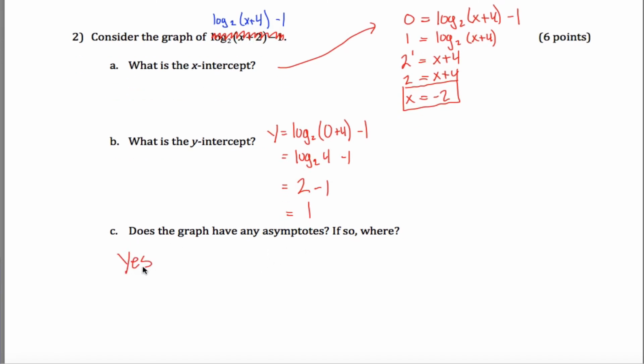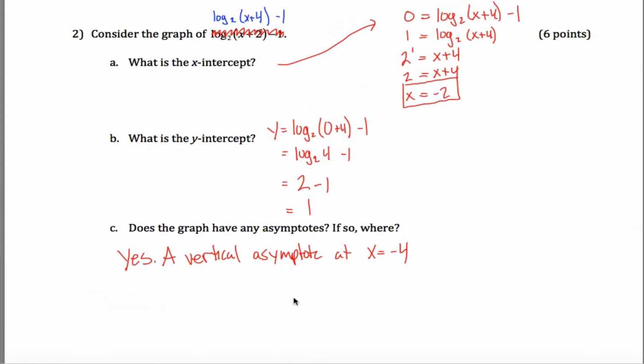Does the graph have any asymptotes? Yes, it sure does. Because it's a logarithmic graph, it has a vertical asymptote. But where? Our standard logarithmic graph has a vertical asymptote at x equals 0. But this isn't our standard graph. The minus 1 shifts everything down by 1, which doesn't affect my vertical asymptote. But the plus 4 shifts everything to the left by 4. So that vertical asymptote that used to be at x equals 0 is now at x equals -4.